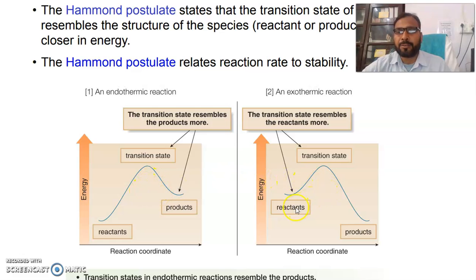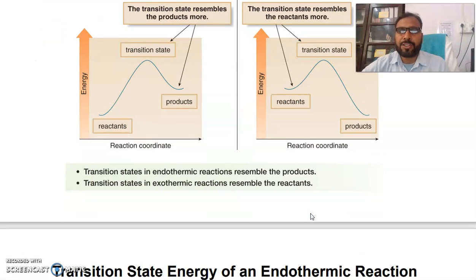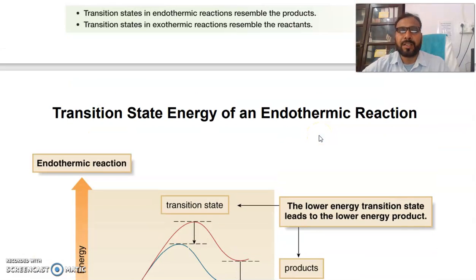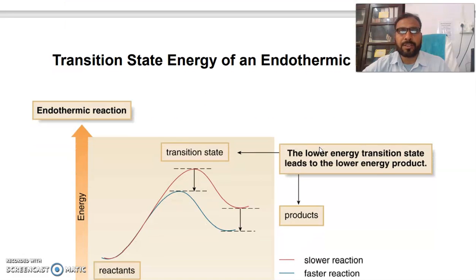Now another way, you can see reactant energy high and product energy low. Now this is a graph of exothermic reaction. So the transition state in endothermic reaction resembles the product, and the transition state in exothermic reaction resembles the reactant. Now, transition state energy of an endothermic reaction. This is the graph of endothermic reactions.